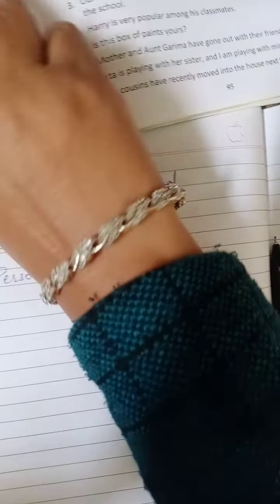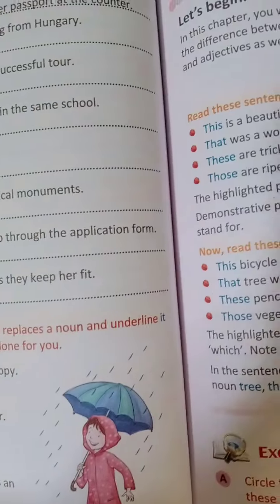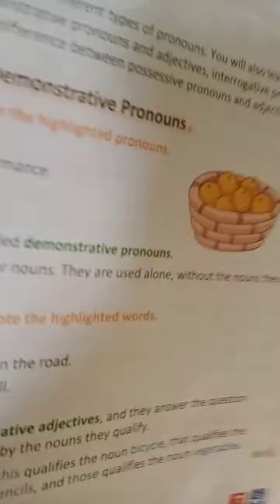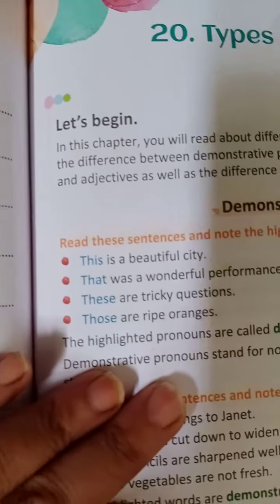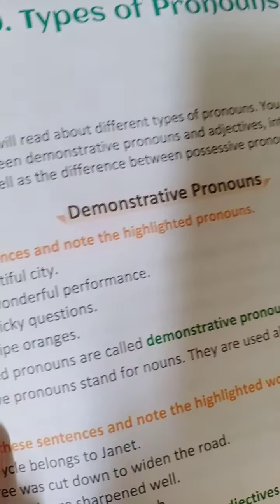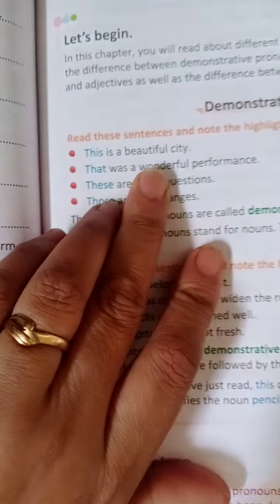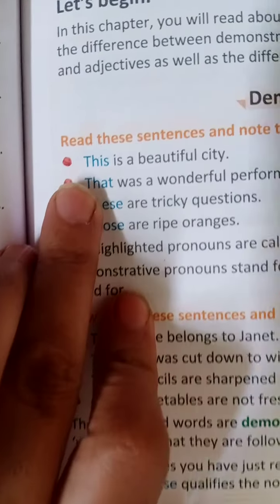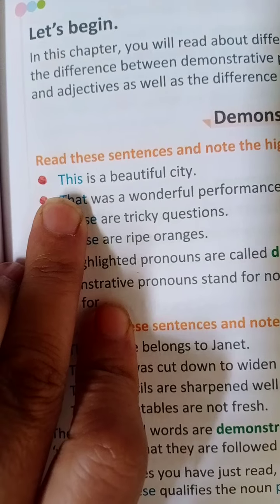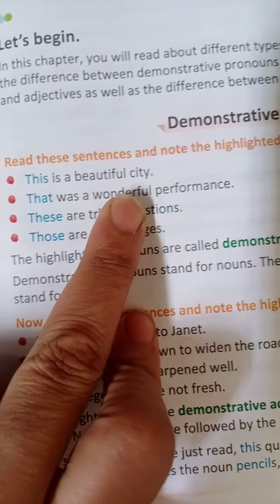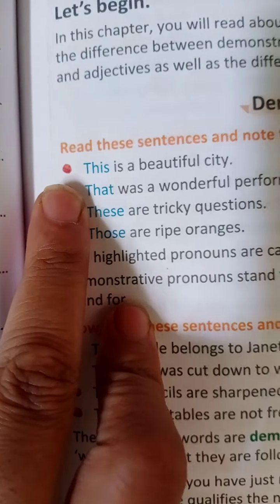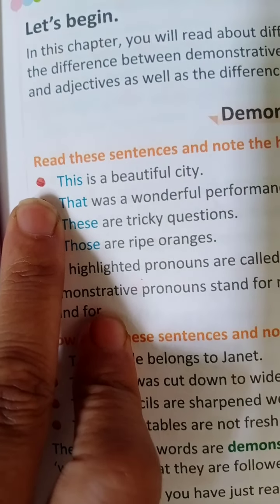Now see here, what is a demonstrative pronoun? We all learned about adjectives and we have all done demonstrative adjective. The word demonstrative means to demonstrate, to show something. Like, this is a beautiful city. Over here the word this is actually showing us the noun, that is city. So this is becoming a demonstrative pronoun.